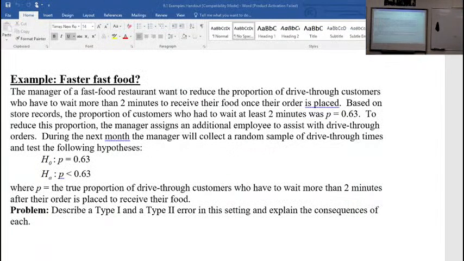Remember, type 1 is rejecting incorrectly. Type 2 is failing to reject incorrectly. So a type 1 error, rejecting incorrectly. Think about what rejecting our null hypothesis would mean in this setting. Rejecting would lead us to conclude the alternative. So we would conclude that our proportion is less than 0.63 when it actually isn't.